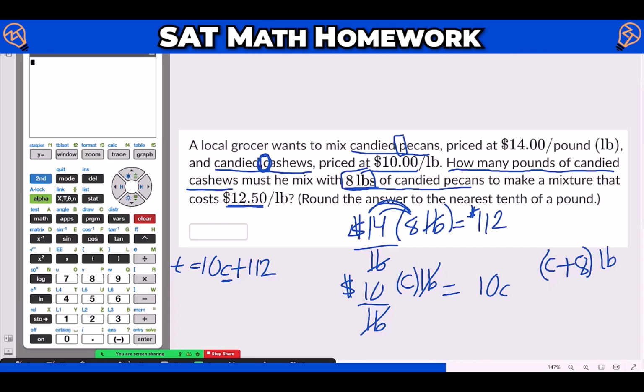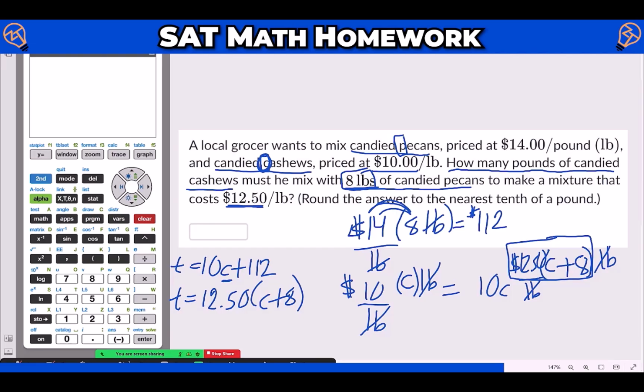Well, remember, the C plus 8 is the number of pounds. So if we have the cost per pound, it would make perfect sense to multiply so that the pounds cancel, and as a result, this quantity would represent the total price. So that too would equal T. So we could say, and maybe even start to distribute it if we want, or just write it out if we decide to keep it as is, we have this as another equation for T.